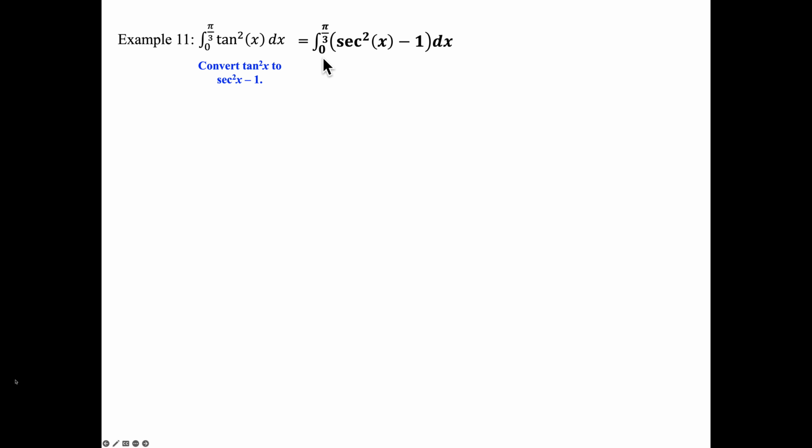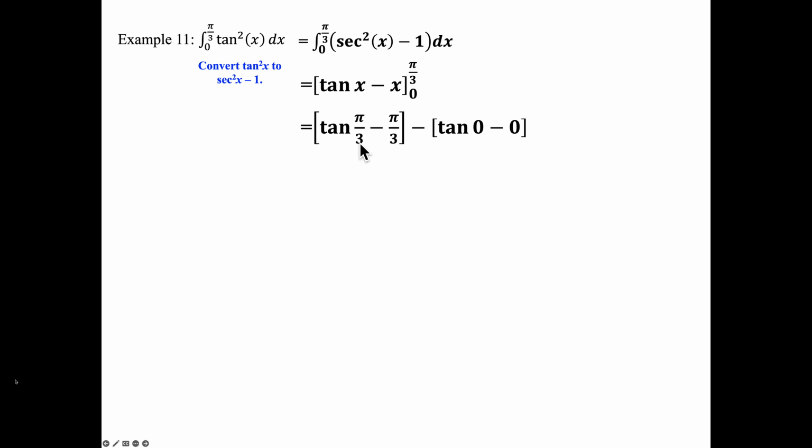The reason I want to do that is I can integrate this. On your table, secant squared x is number 8. That's going to integrate to just the tangent of x. We integrate the 1, 2, and x, and then we evaluate it. We'll substitute in our pi over 3, then substitute in the zeros, and we'll subtract these two.